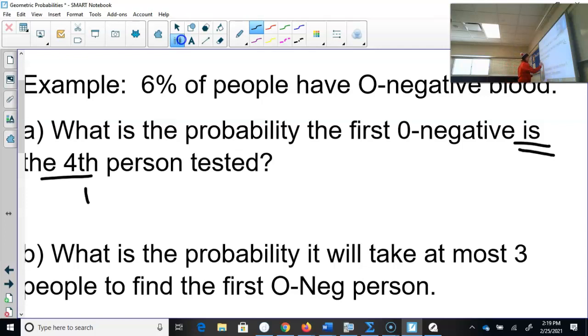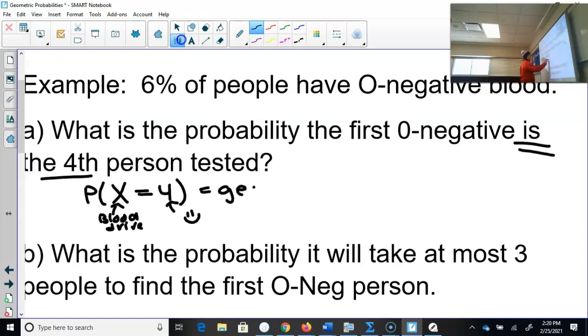So the probability of what's the story? The story is, hey, people are coming into a blood drive. We want to know that the fourth person is the first success. That means they are that O negative person. Because it's an equal to, it's nice and easy. This is a geometric PDF.